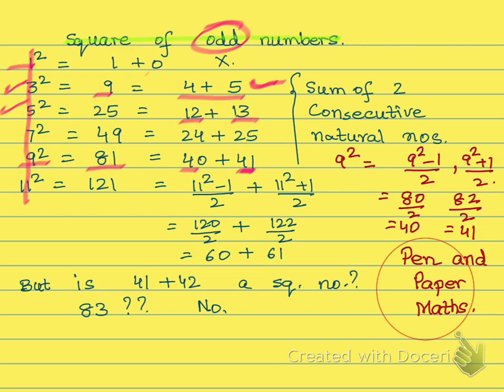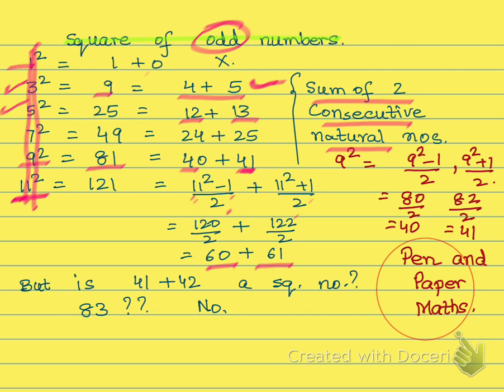Isn't that simple? Same way for 11 square. What are the two parts that I'm going to split it into? (11 square minus 1) by 2 and (11 square plus 1) by 2. I get 60 plus 61. So if you notice here, all the squares of odd numbers can be expressed as the sum of two consecutive natural numbers.